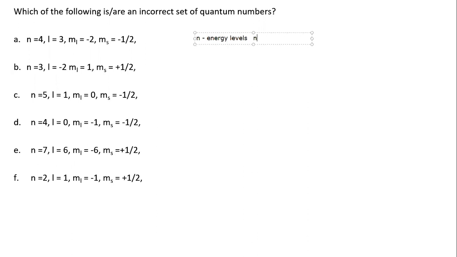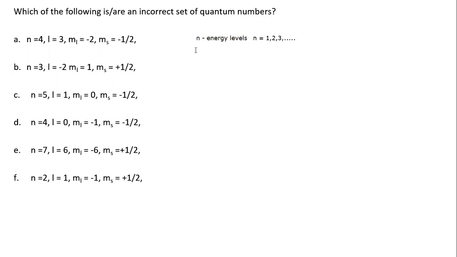So they go from N equal, not 0, but 1, 2, 3, and they can go all the way to infinity. So this has to be a positive whole number. Again, the higher the N value, the further that energy level is from the nucleus. So that's one quantum number that tells us the energy level.